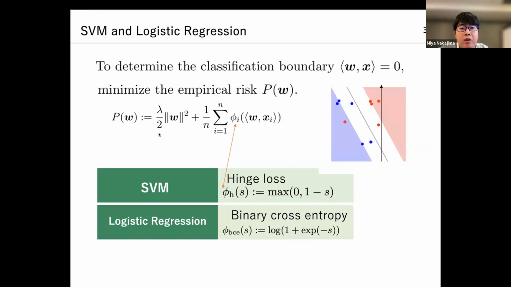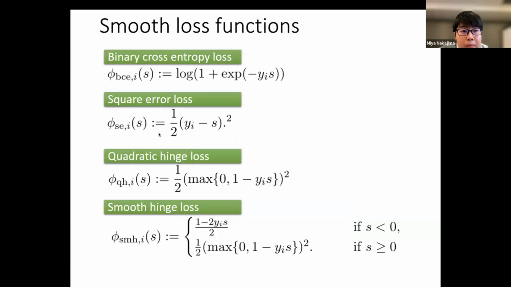In the context of logistic regression, the binary cross entropy loss function is adopted as the loss function. And various other loss functions have also been used. For example, binary cross entropy loss, squared error loss, quadratic hinge loss, smooth hinge loss, and so on. All of them are smooth and convex functions. In this study, we assume a smooth and convex loss function.